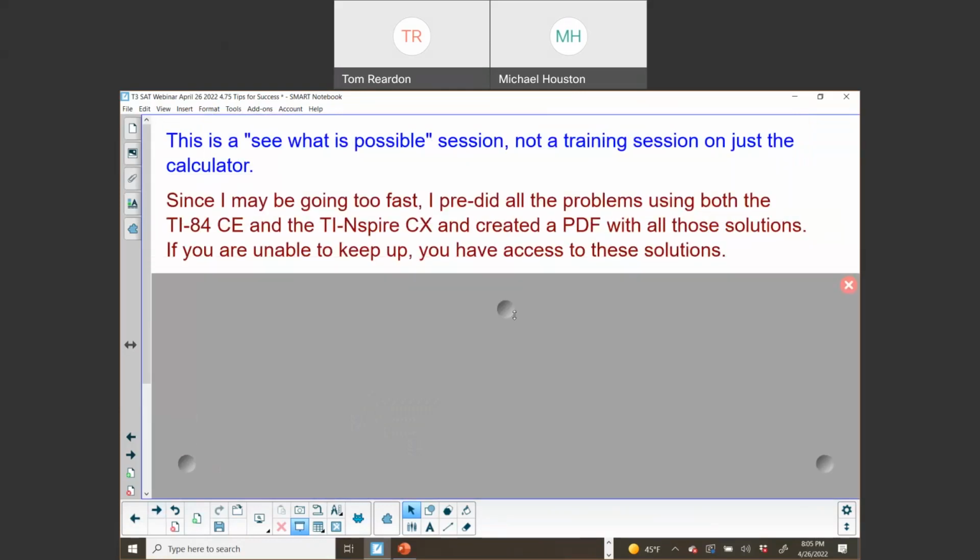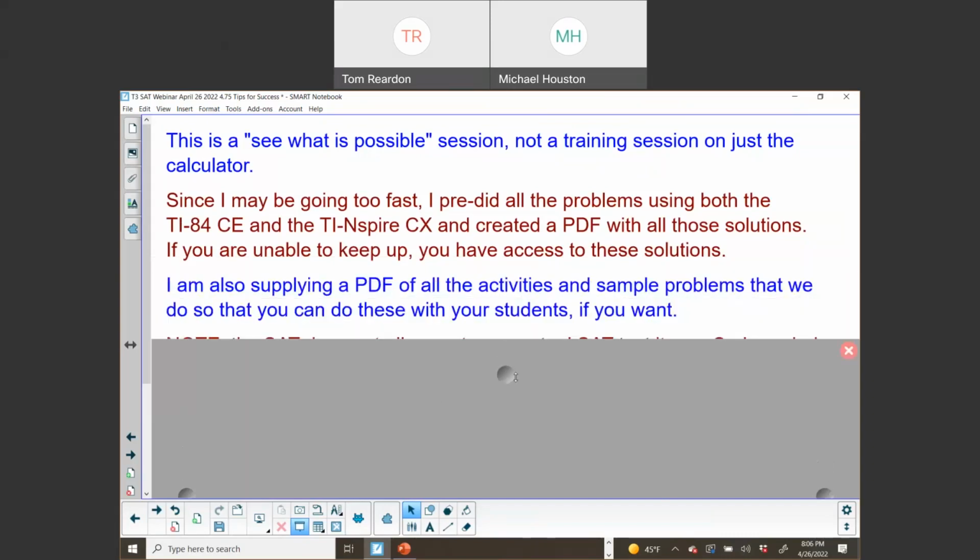Since I may be going too fast, I pre-did all the problems using both the 84CE and the TI-Nspire CX, and I created a PDF with all those solutions. So if you're unable to keep up, there's hope for you. You have access to those solutions. Now, when the 84 and the Nspire were very similarly done, I just showed the 84, but when the Nspire was significantly different, I showed that as well.